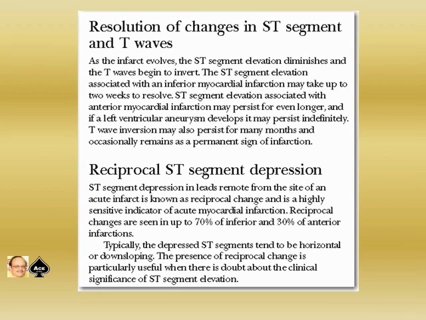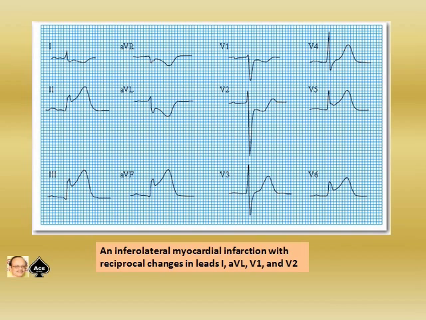Typically, the depressed ST segment tends to be horizontal or downsloping. The presence of reciprocal change is particularly useful when there is doubt about the clinical significance of ST segment elevation. The picture shows an inferolateral myocardial infarction with reciprocal changes in lead 1, AVL, V1 and V2.